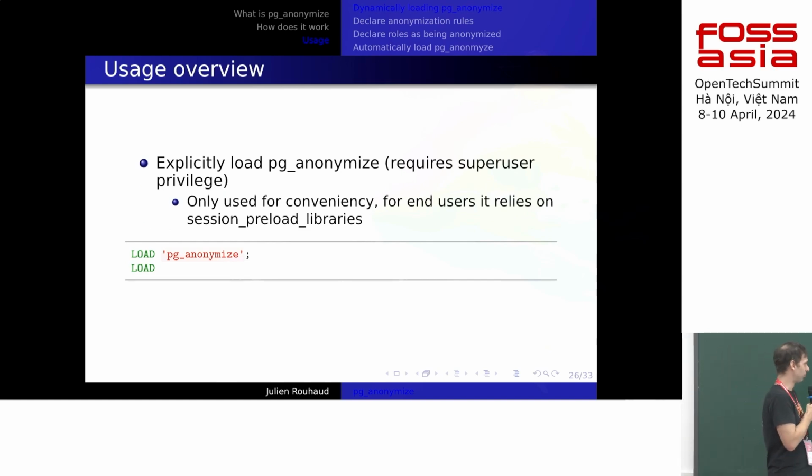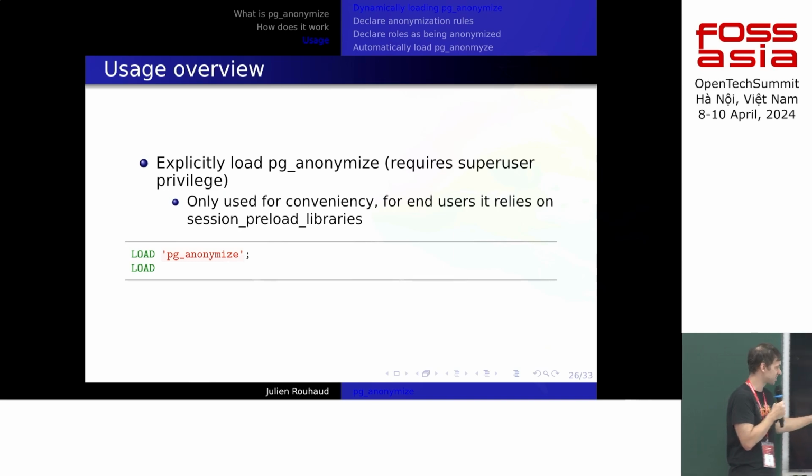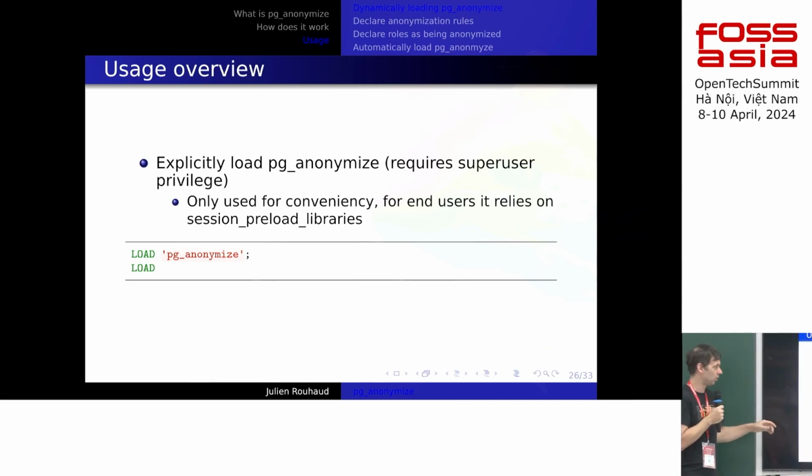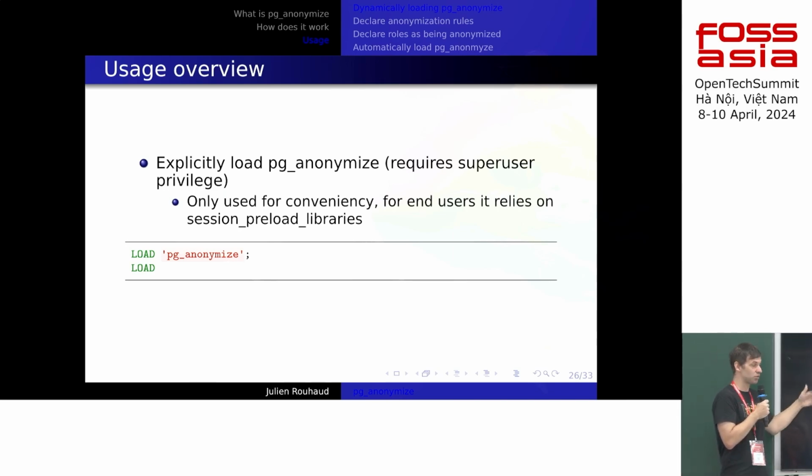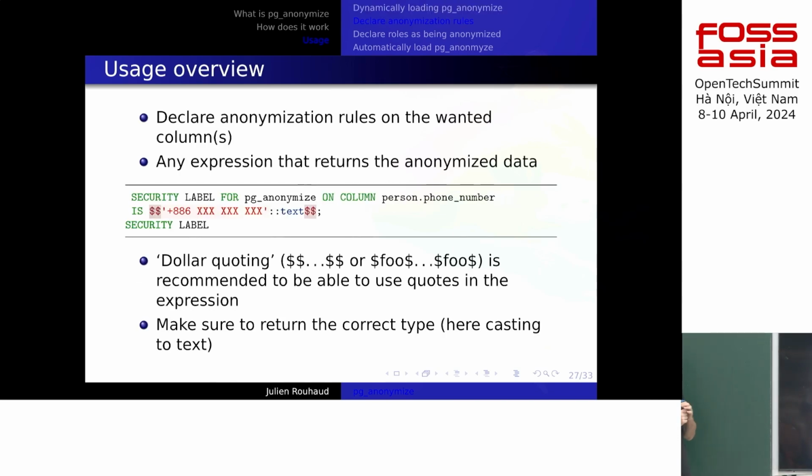So the first step is to make sure pg-anonymize is loaded. In this case, I use a LOAD command because it's very convenient. It requires superuser privilege, but that's only for the initial setup. And if you want to use security label, you also need to be superuser anyway. So when it's loaded, you can declare a security label for the pg-anonymize extension.